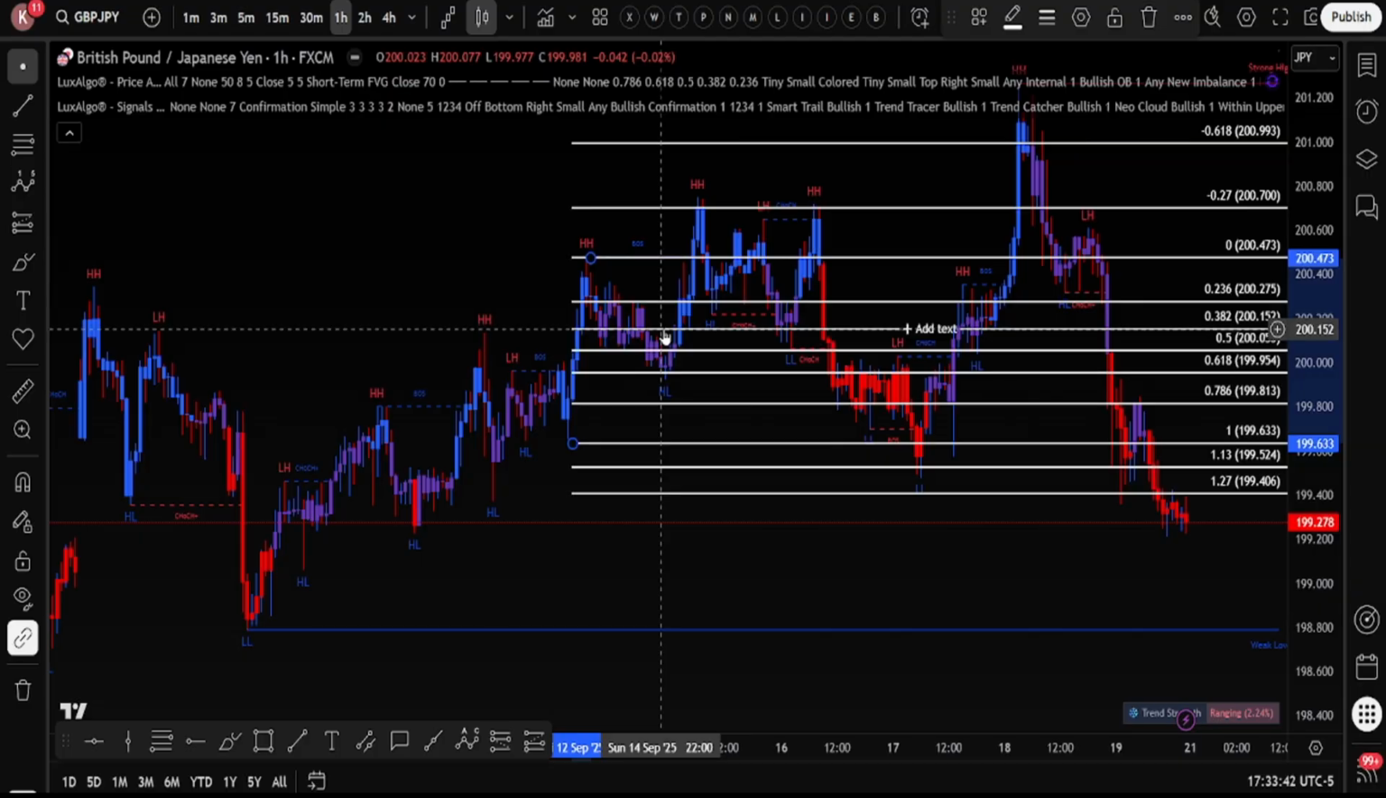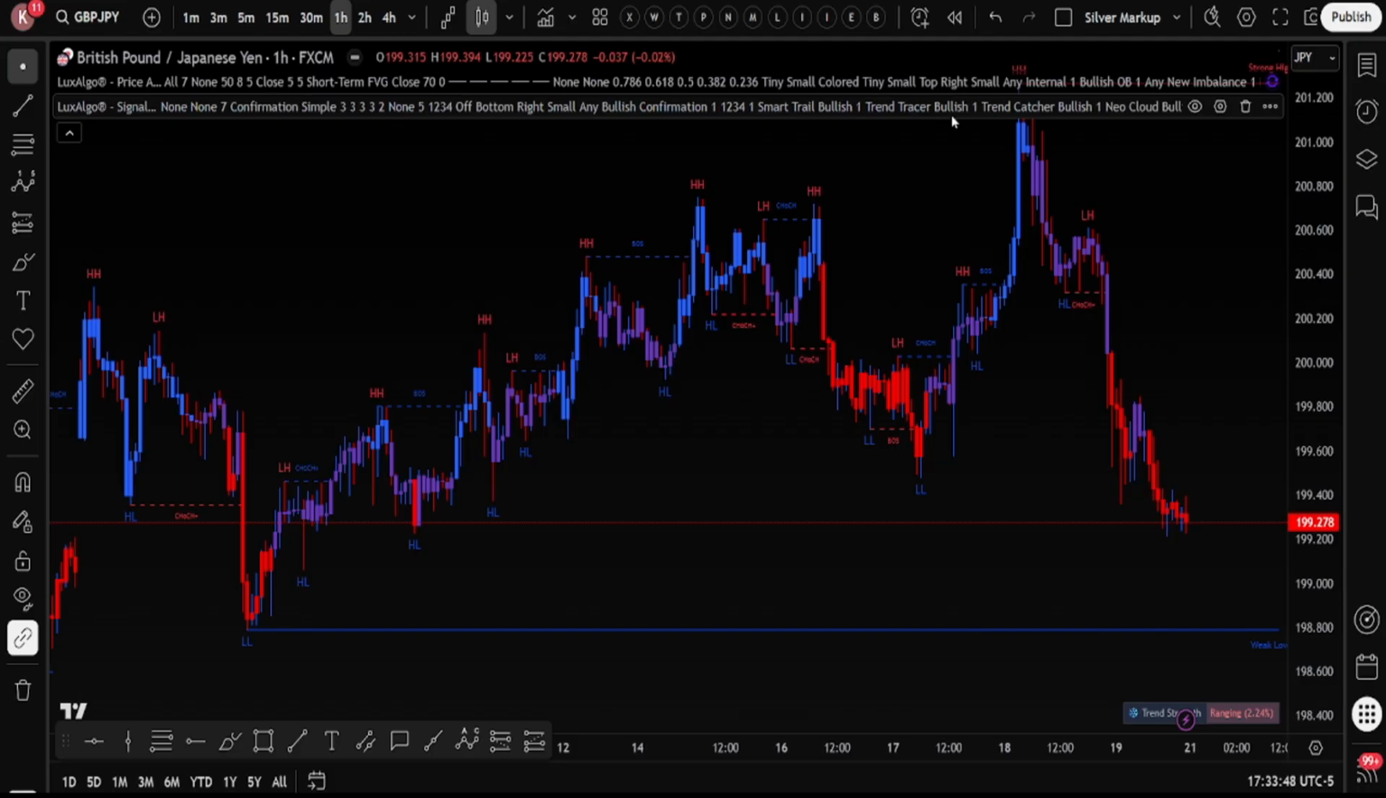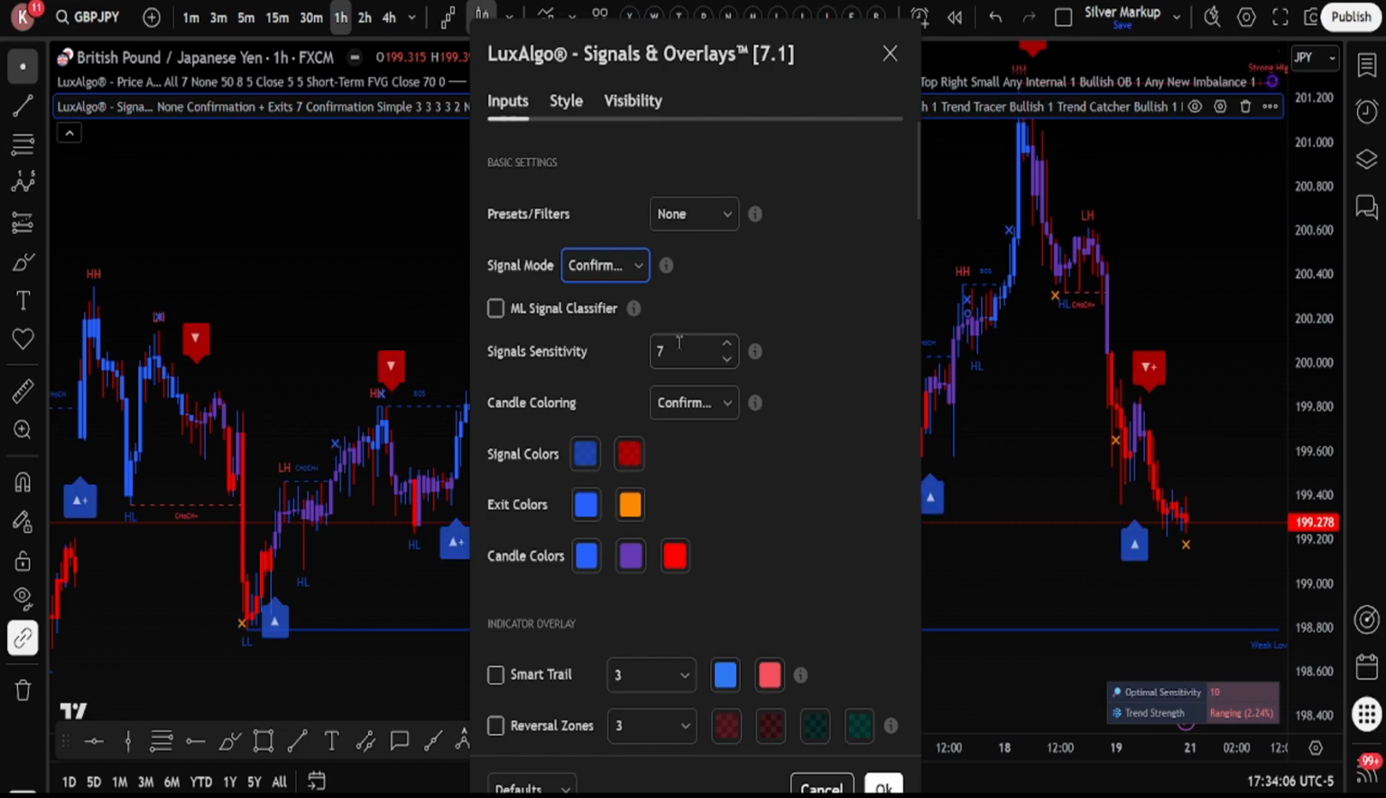Or we can make it even simpler than that. We can use LuxAlgo and now use the original software, the candle confirmations, for the signals. So what I do here is I turn my signal mode on and I put it on confirmation. I leave the signal sensitivity sometimes at 7, sometimes at 8, just to fit the charts. I want it to be a little bit more sensitive because I'm not buying and selling just off the signals. I'm buying and selling because I have other confirmations that are going in my favor.